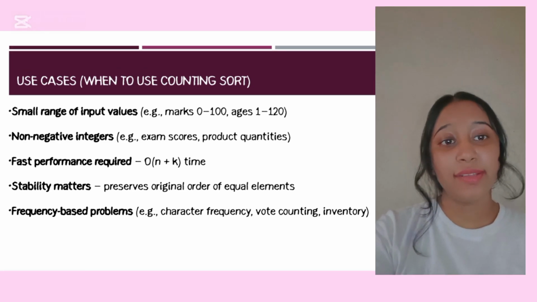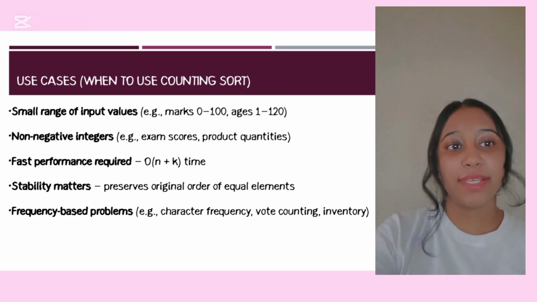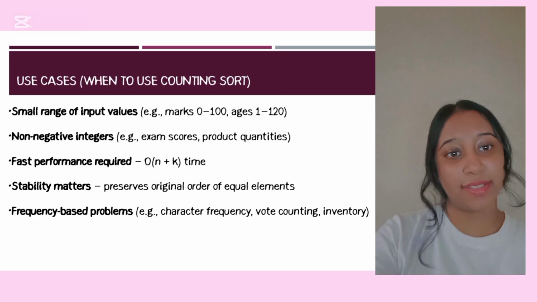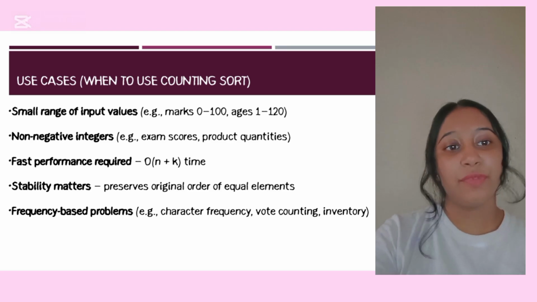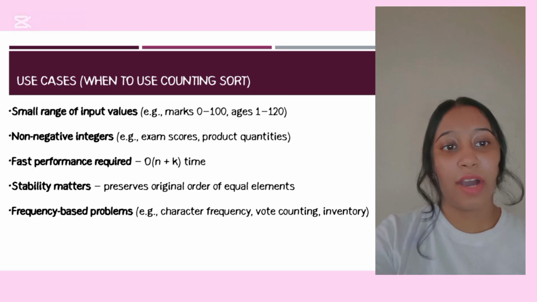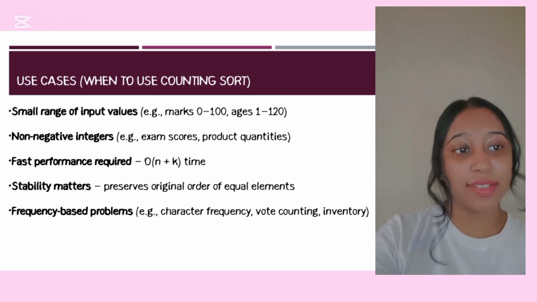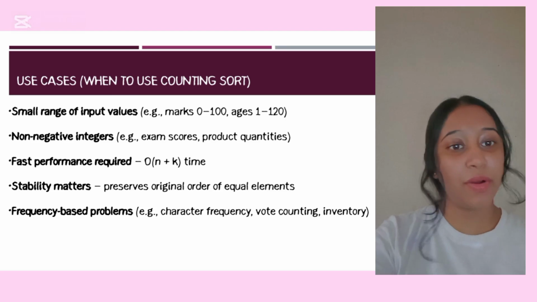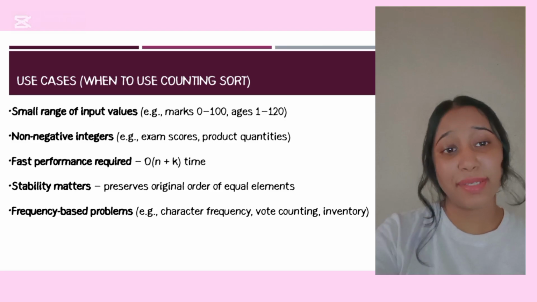The second one is when the input contains non-negative integers. Counting sort is designed for non-negative integers. For example, exam scores, product quantities, and numbers of items. It does not work directly with decimal numbers or negative values. The third one is when fast performance is required. Counting sort runs in O(n + k) time, which is faster than comparison-based sorting algorithms. If speed is critical and the data range is small, counting sort is an excellent choice.